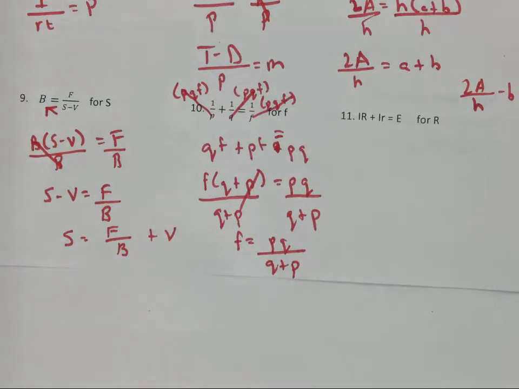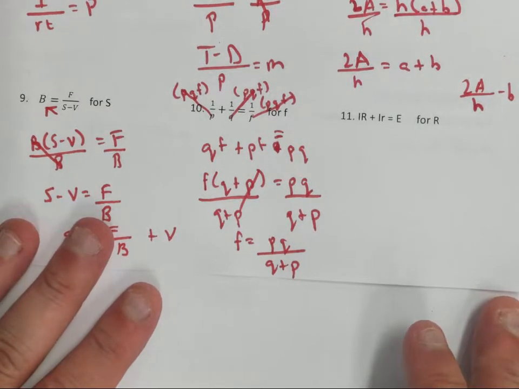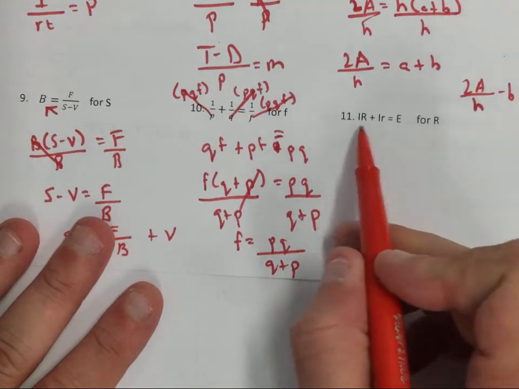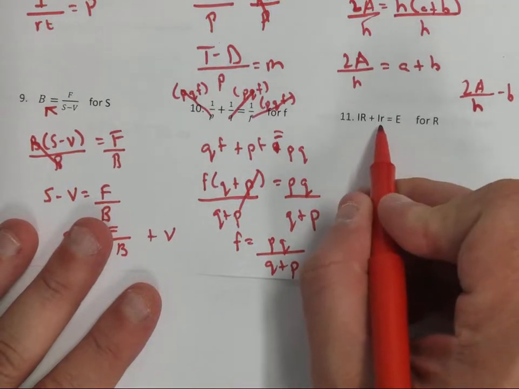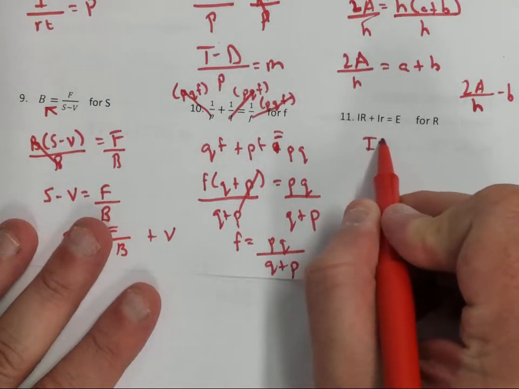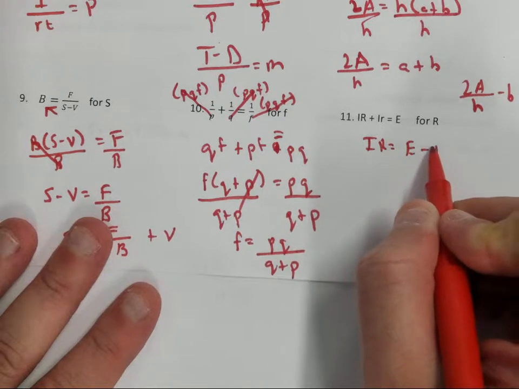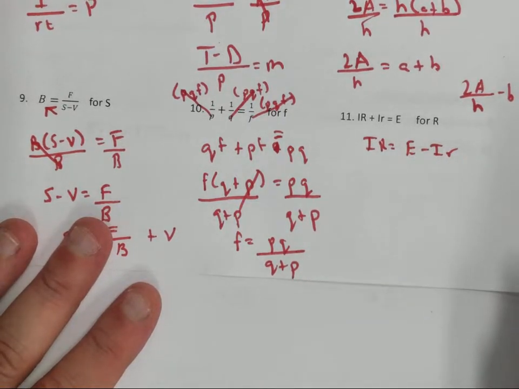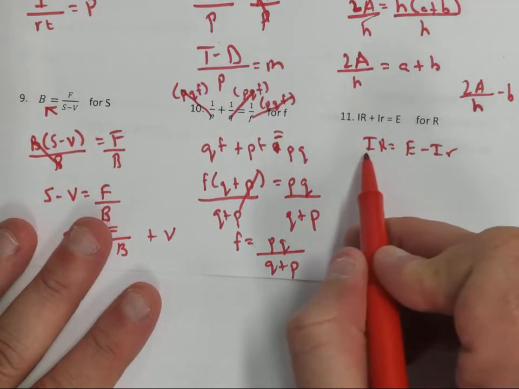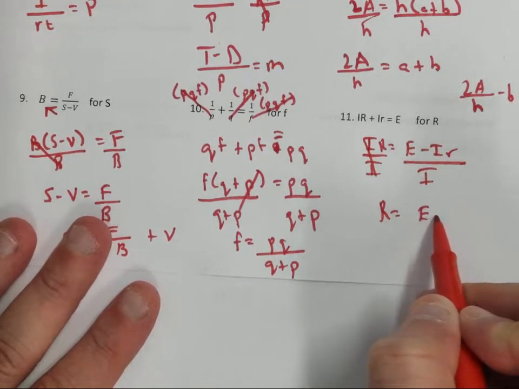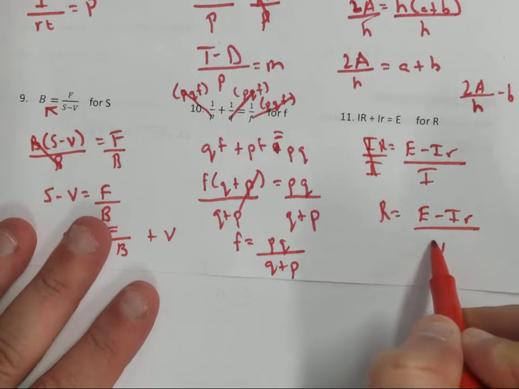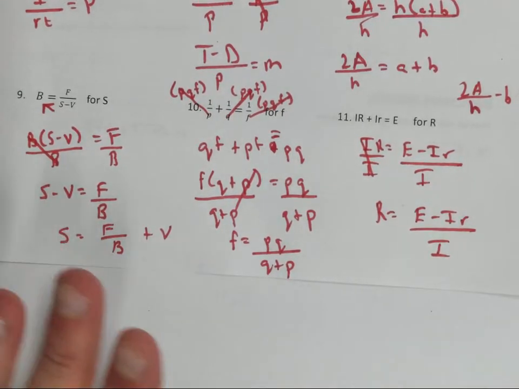Okay, and our last one for today is number 11. It says solve for R. Does capital R and little r mean the same thing? No. So the first thing I want to do is move what is not even attached to capital R, which is what? IR right here, don't I? So I'm going to move that over, like that. That comes over as a negative. And then divide both sides by what? I, and you're done. And that's your answer.